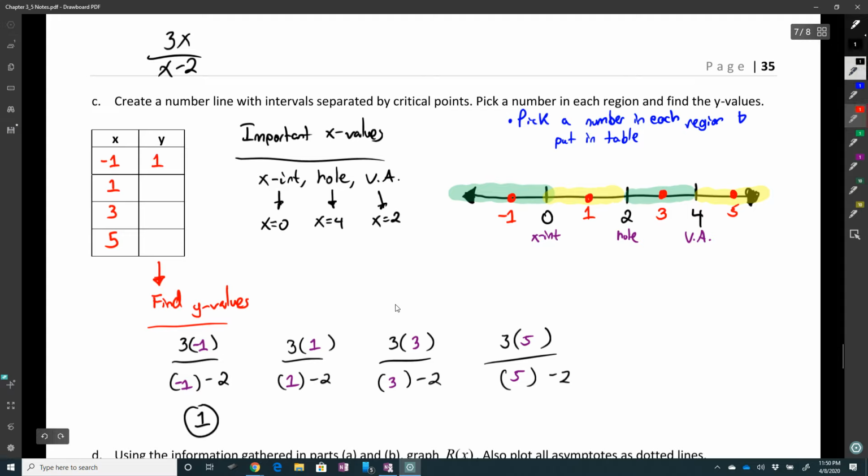3 over -1 gives me -3. So that's going to be what goes over here. 9 over 1 gives me 9. And then finally 5, 15 over 3. 15 over 3 is 5. And so that's going to give me a 5. There you go. So that's all step 7 is. You make a number line with tick marks, and you pick any number you want in each region and make a table of values with them. The table of values is the numbers in between. It's not the tick marks.